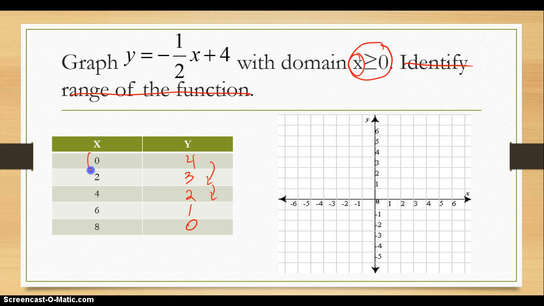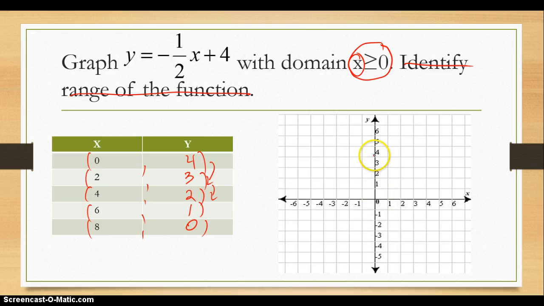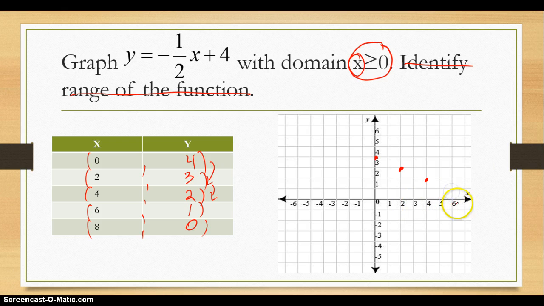So now I have my ordered pairs. These are my ordered pairs here. And now I have to label my points on the graph. I'm going to plot them. So if I go 0, 4, 2, 3, 4, 2, 6, 1, and 8, 0. I'm losing dots here. Then 8, 0. Okay? So I've plotted my points.